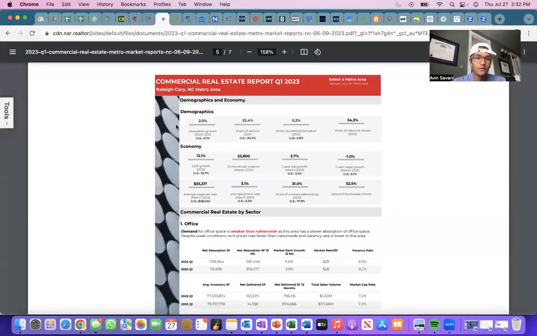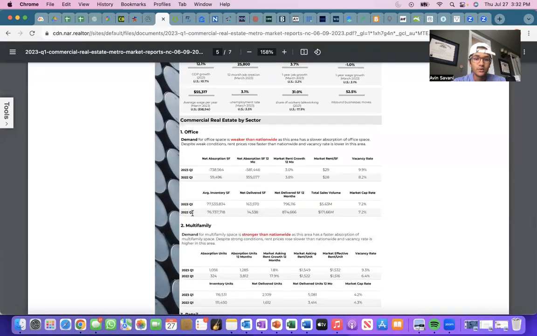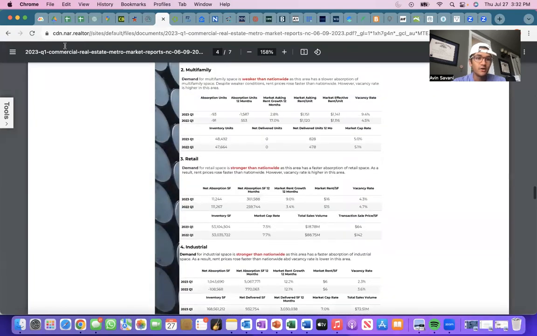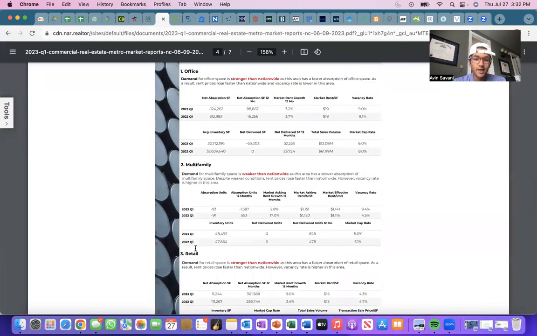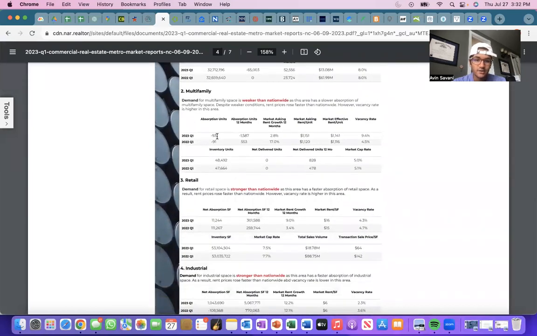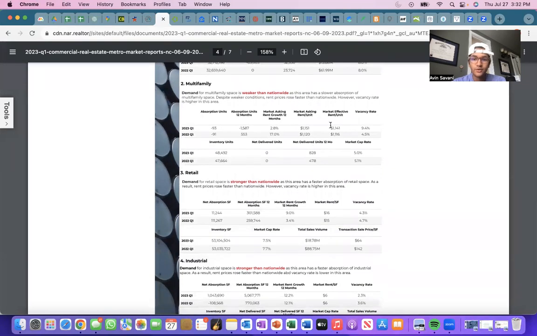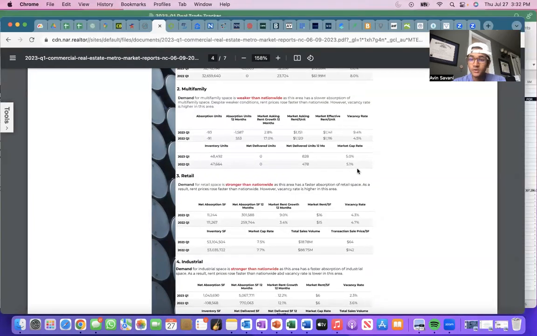So for instance, right here, this is in North Carolina. It's called the commercial real estate metro market reports. Essentially it goes into each asset class. It goes into some cool stats here, honestly, like absorption units in the last 12 months, asking rent growth in the last 12 months, the average rents in that market, and then vacancy rates and market cap rate. But the main thing I was looking at is just market cap rate. So that's one source I use.